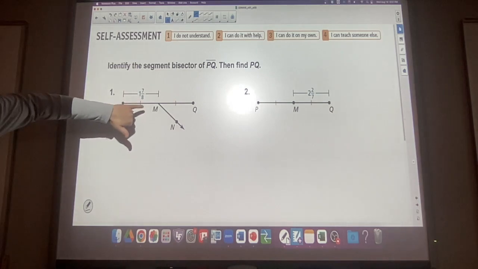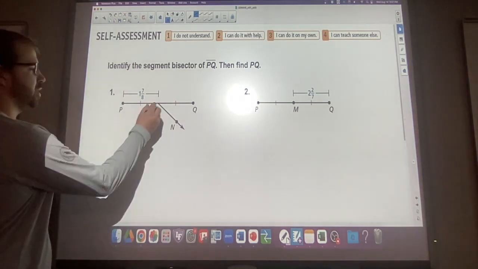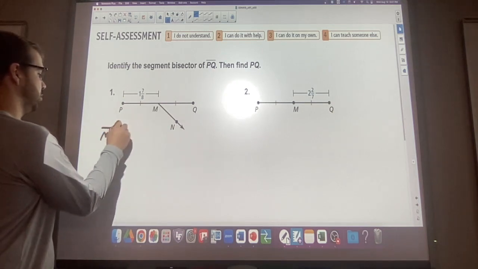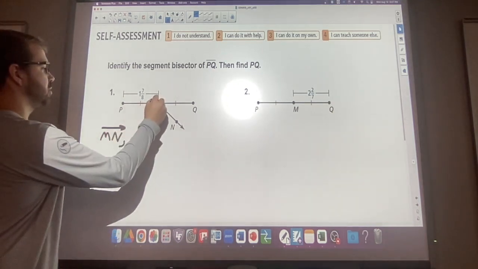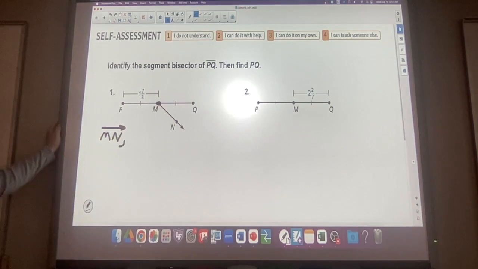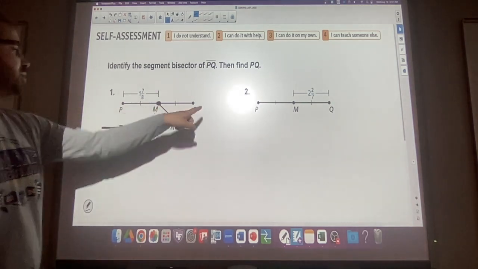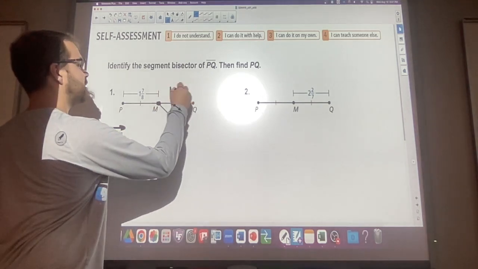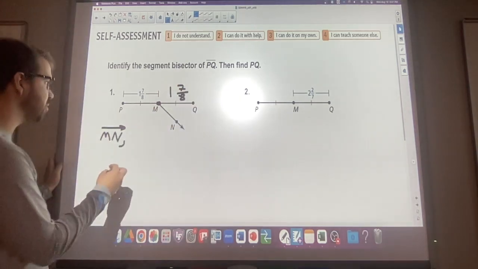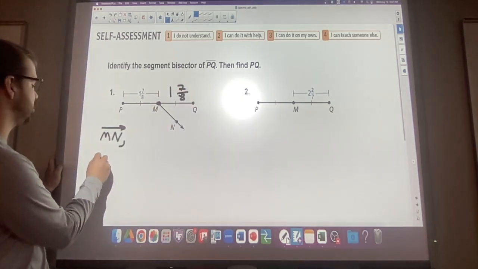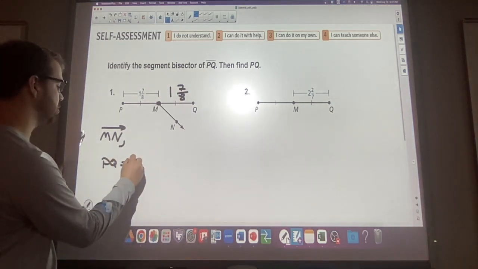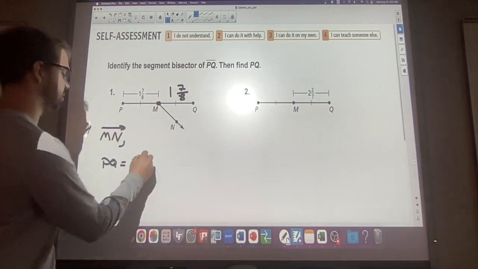Okay, so now we have our bisector. Our bisector is going to be this ray here, ray MN. So this is our segment bisector because this is our midpoint. M is our midpoint. And they want us to find the length of PQ. So we do have to add these together. This is also going to be 1 7/8. So we add them together, and we get PQ. PQ equals 2 14/8.